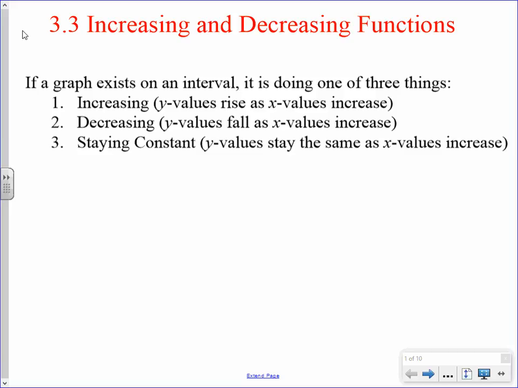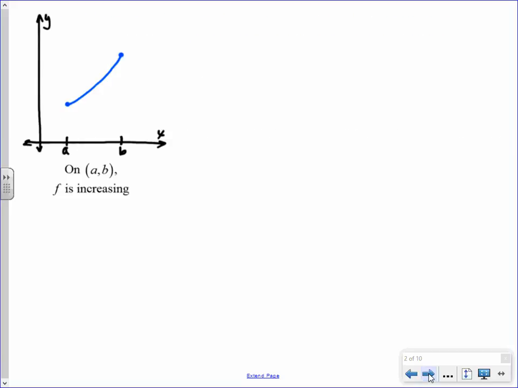And you already kind of know a little bit about what this has to do with the derivative. Okay. So I'm going to show you a picture of what each of these look like. And you and your group need to decide what it means about the derivative. Here is a picture of a function that is increasing. Decide at your table, what does that mean about the derivative?